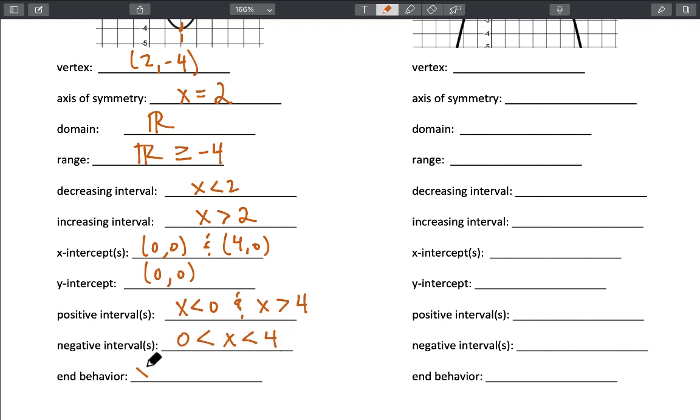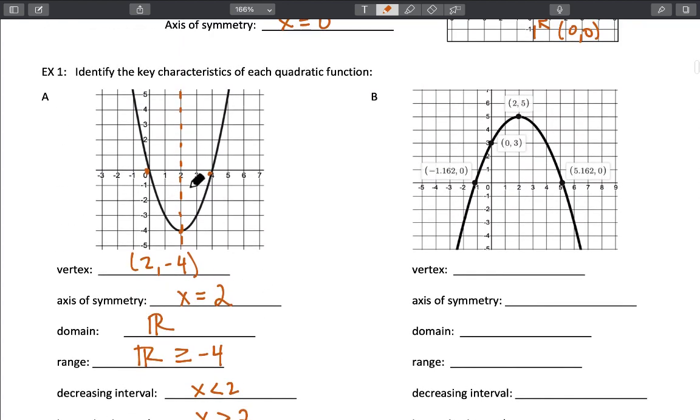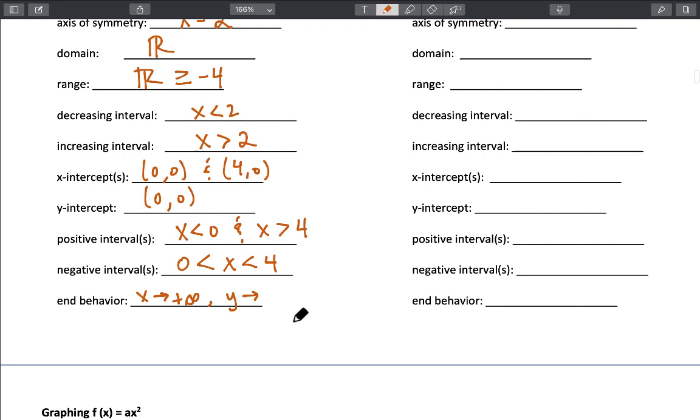And then finally our end behavior. As x approaches positive infinity, what's happening to y? Well, because this parabola is opening up, we can see that it's going towards positive infinity on the y, and same thing as it gets negative. So we'll say our end behavior here is as x goes towards positive infinity, y goes towards positive infinity. And as x goes towards negative infinity, y also goes towards positive infinity.